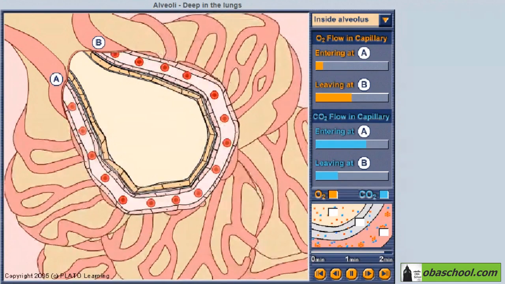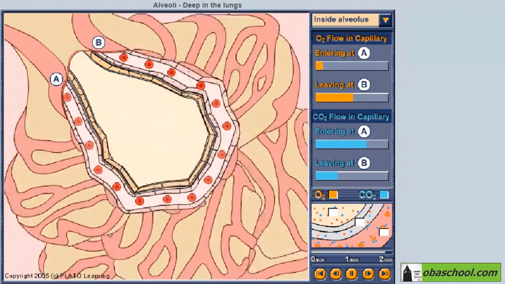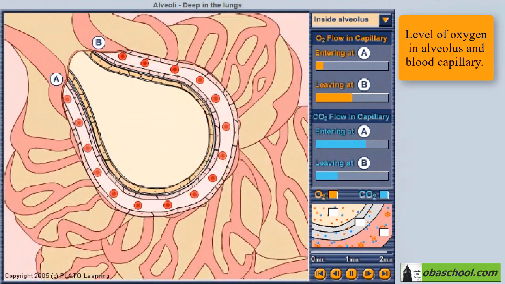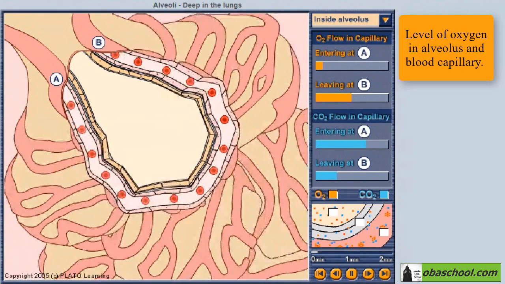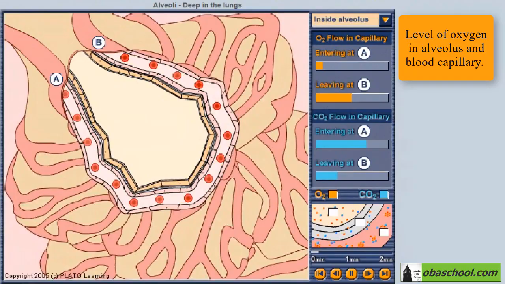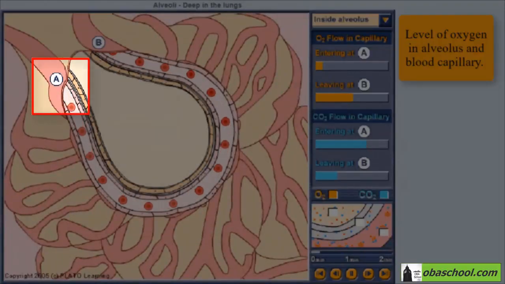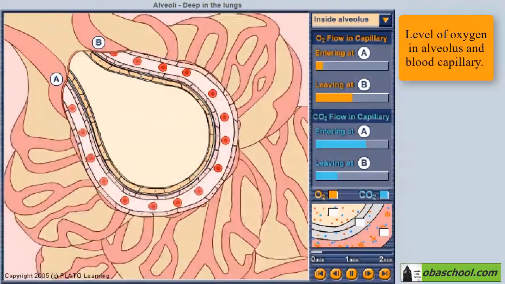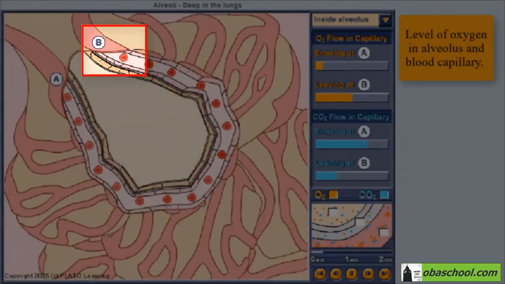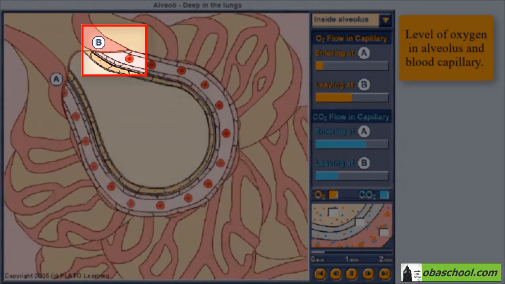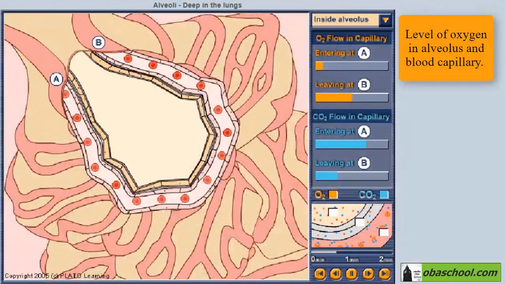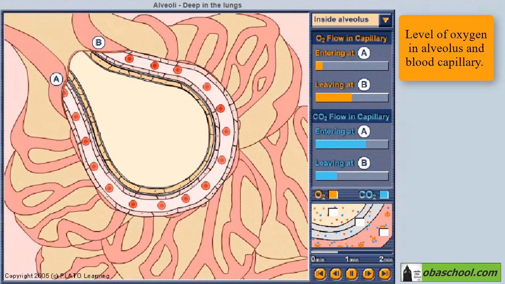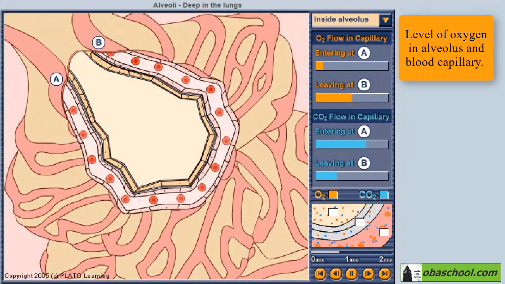So now let us explore the level of the oxygen gas in the alveolus and the blood capillary. As you can see here, we have 2 points. Point A, where the capillary first touches the alveolus, and point B, where the blood capillary last touches the alveolus. So let us now investigate the level of oxygen gas in the alveolus.